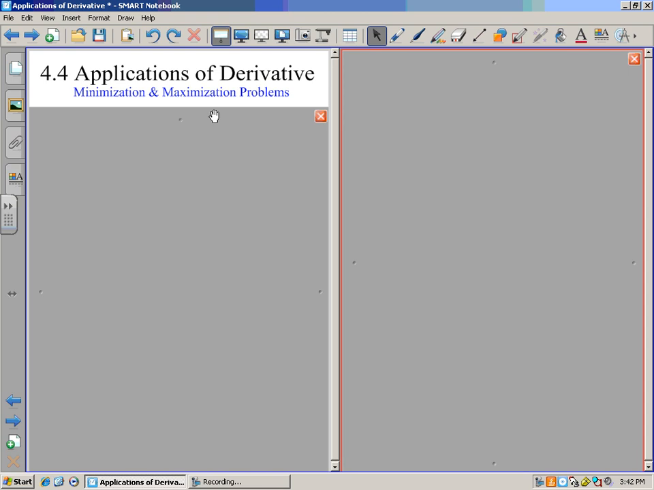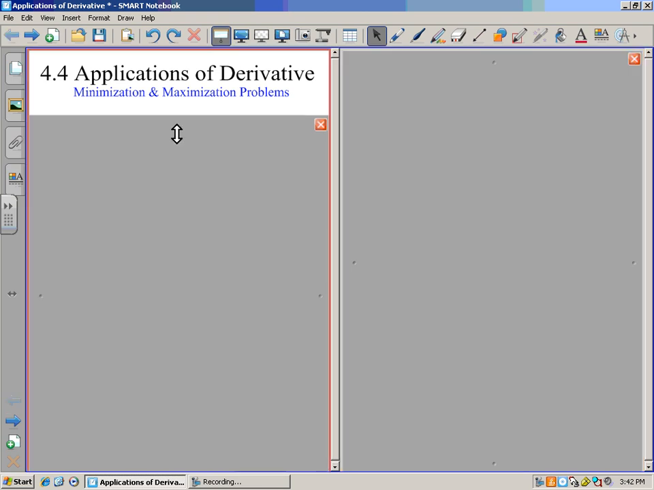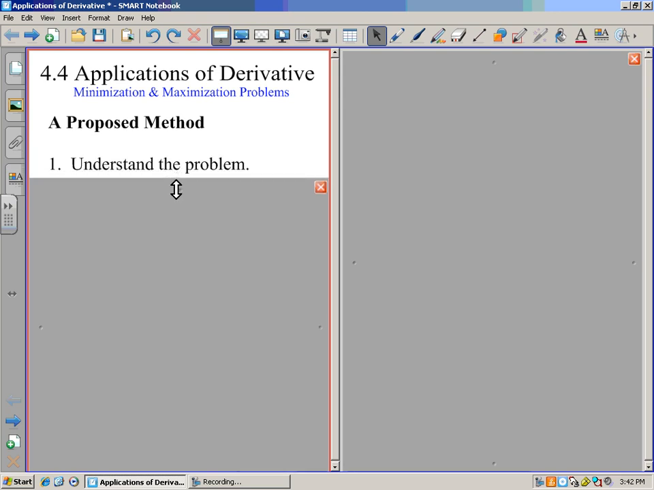Now, before we get started with the problems, your textbook outlines a process for dealing with minimization and maximization problems. So this is a proposed method in your text for dealing with these problems. It's not a one-size-fits-all method, but it's definitely where you want to go if you get stuck or aren't sure how to start. So the proposed method has you first understand the problem. So read and think about what's happening in the problem.